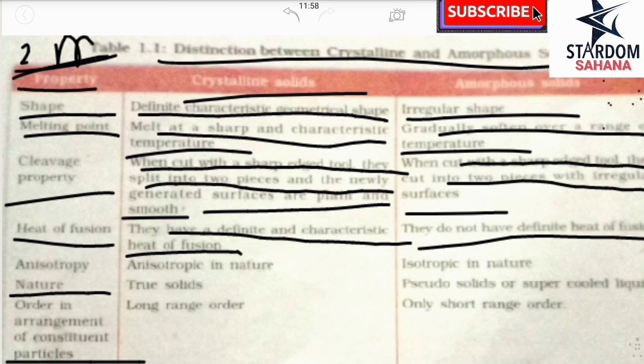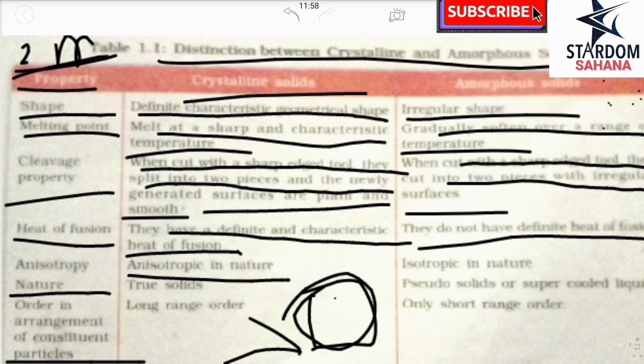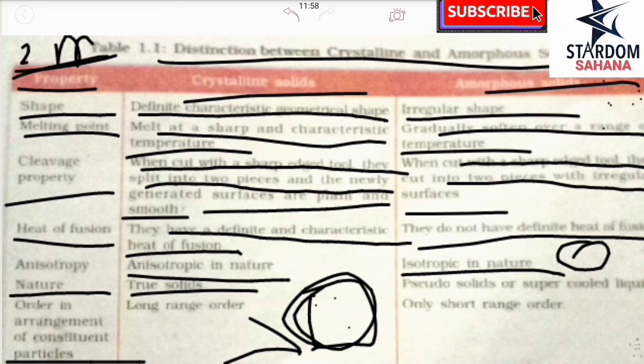Anisotropic in nature: crystalline solids are anisotropic, that is they show different values when measured from different directions. Amorphous solids are isotropic in nature, they get the same value when you measure from different directions. Crystalline solids are known as true solids, whereas amorphous solids are called pseudo solids or supercooled liquids.